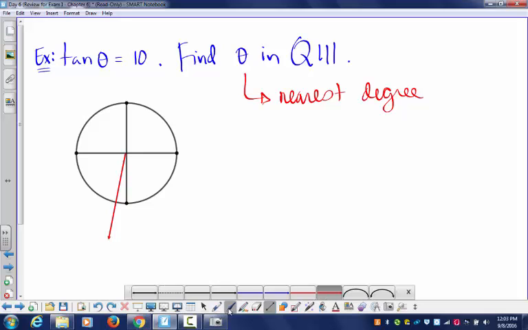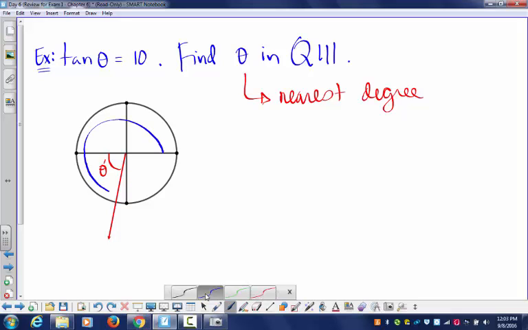We know that in quadrant 3, the reference angle is right there. That's theta prime. So we want to use that theta prime to calculate theta. Let's use a different color for theta. So there is theta. The way we find a reference angle is to take the inverse trig function of the absolute value of the other side. In this case, absolute value of 10 is 10, so it doesn't really matter, but that's a good habit to get into. So when you do inverse tangent of 10, you get 84 degrees.